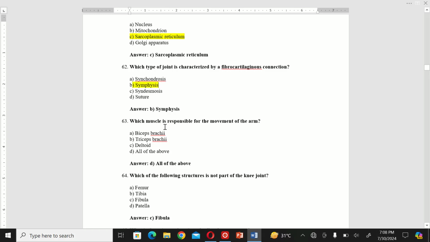The next MCQ is which muscle is responsible for the movement of the arm? A. Biceps brachii, B. Triceps brachii, C. Deltoid, and D. All of the above. So the correct option is D. All of the above.